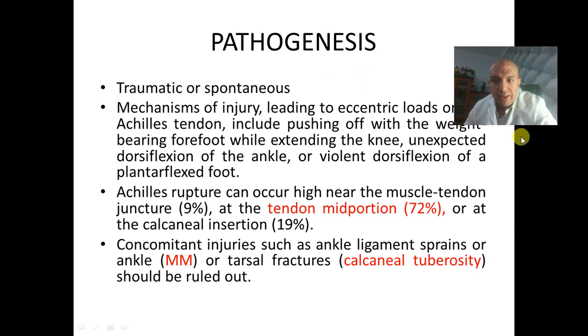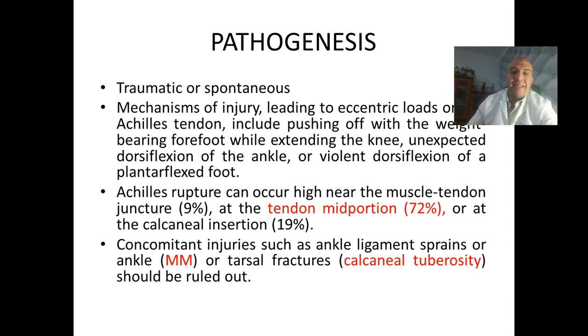Pathogenesis. All tendons can be ruptured, traumatic or spontaneous. By spontaneous, I mean it is ruptured because he has a significant pathology. For example, in old age, he has renal failure, he has a renal transplant and is on steroid or immunosuppressive therapy. This is a general rule for all tendons: Achilles tendon, quadriceps tendon, patellar tendon, the same.